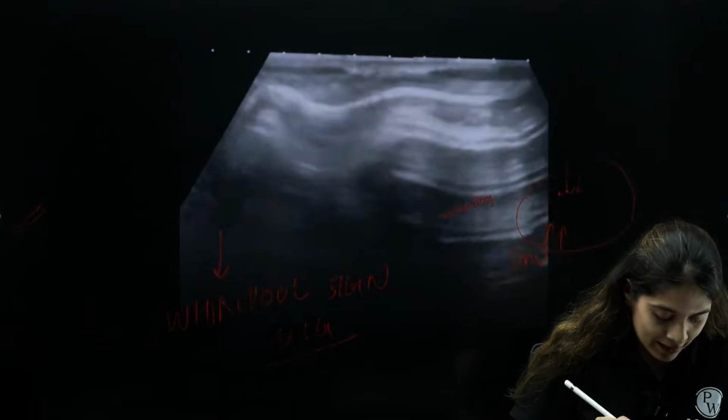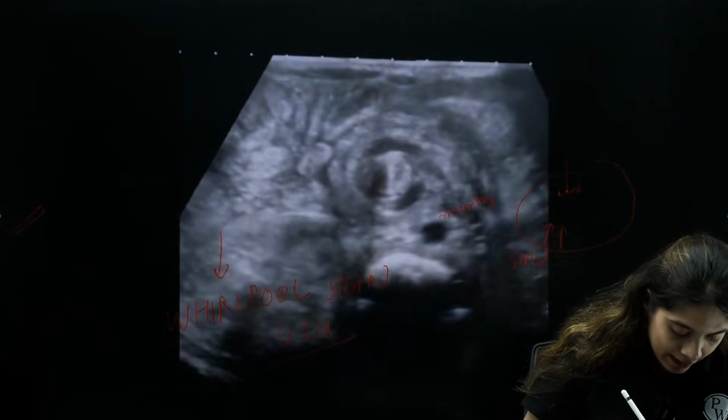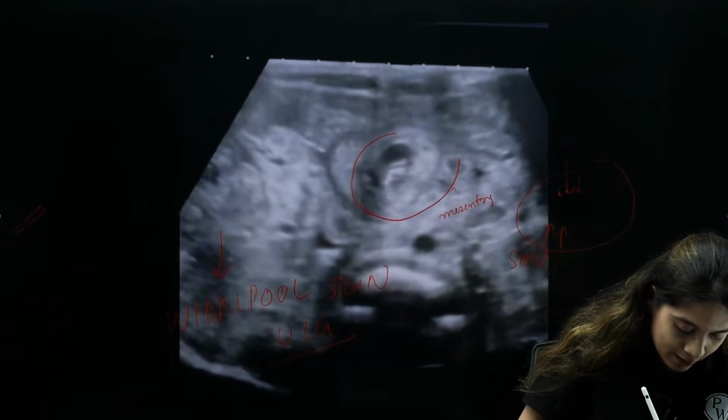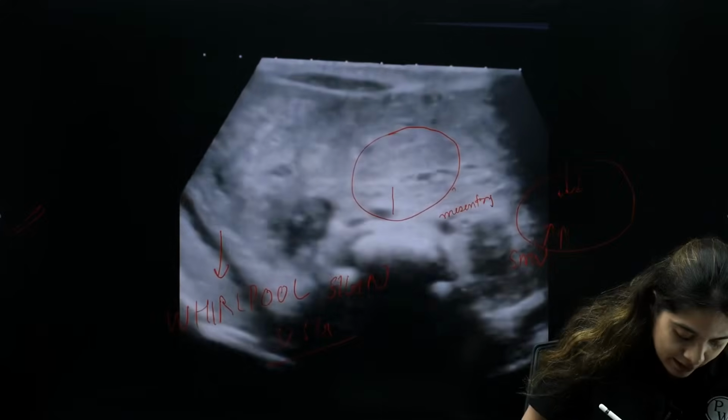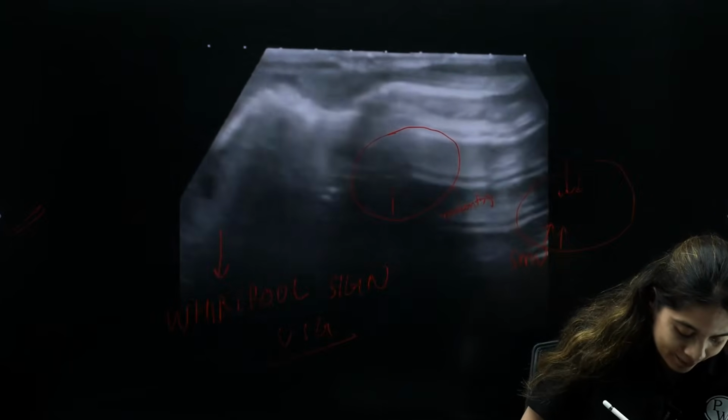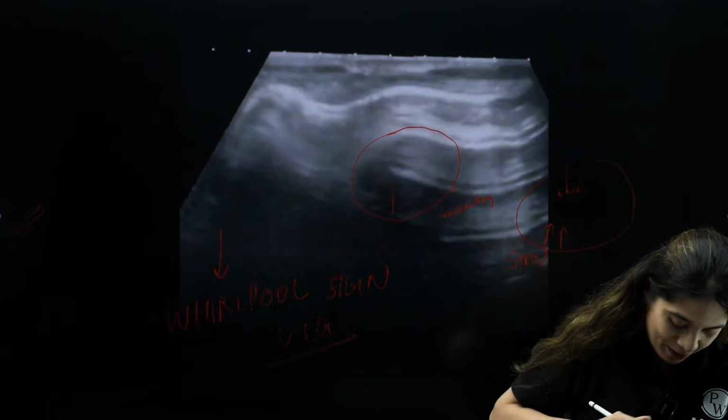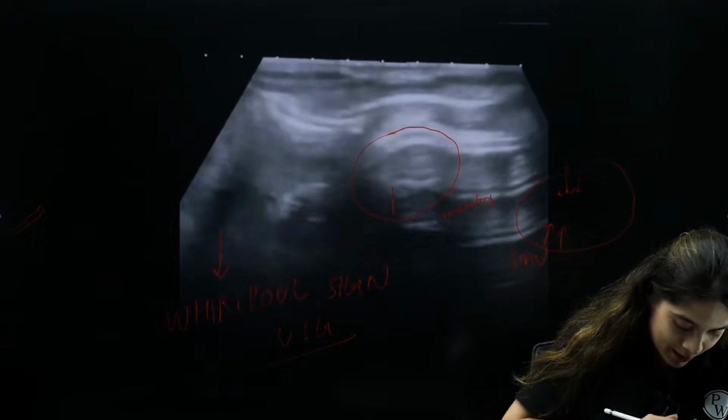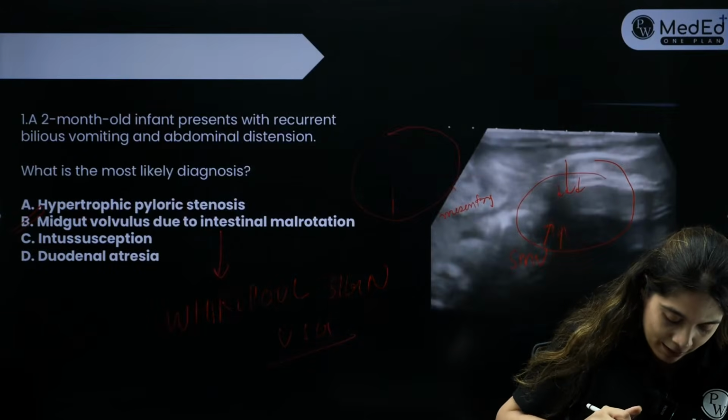Yeah. So what you are seeing over here is this anechoic tubular structure, that is nothing but the SMV. Again, it's a little difficult for me to annotate on the moving video. I will just pause it and show you. That would be relatively better.